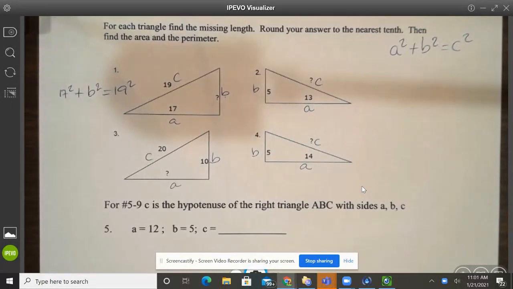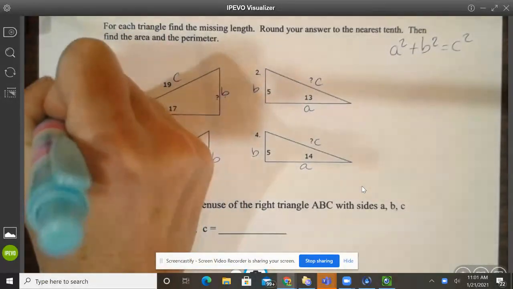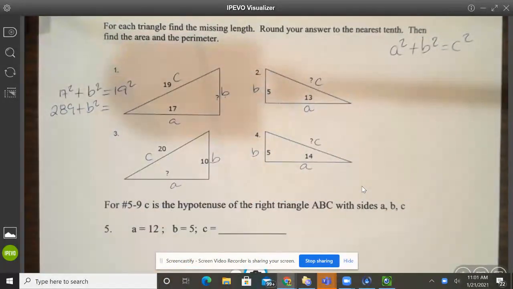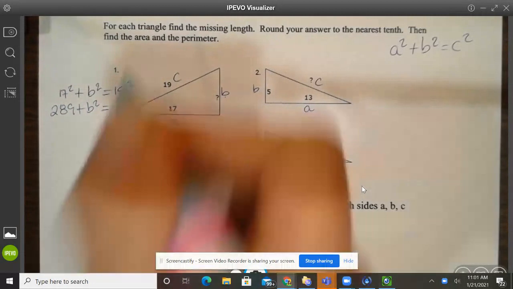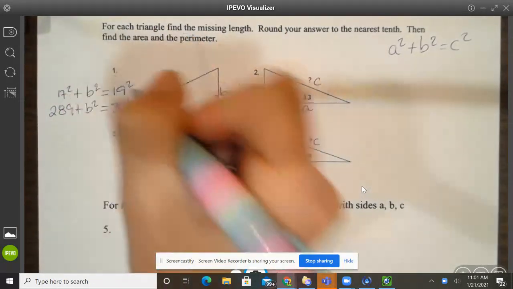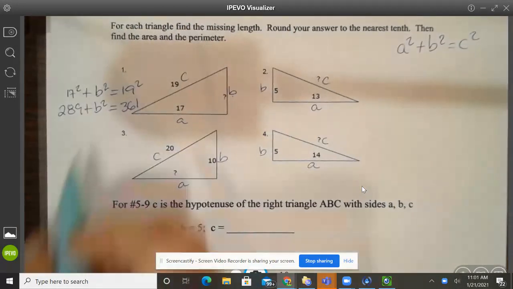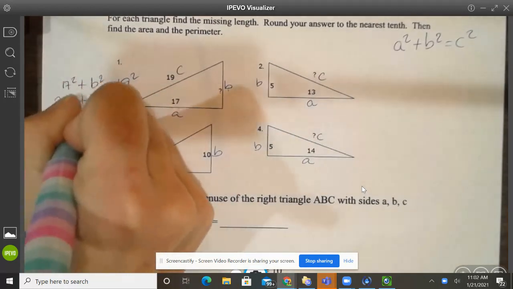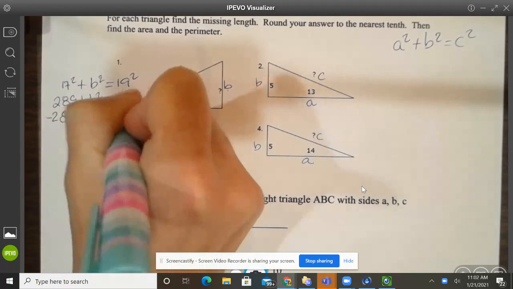Okay. So we have 17 squared, that's 289, plus b squared, and then 19 squared, that's 361. And then you solve an equation. So this is a one-step equation here. So minus 289, combine like terms, 289.